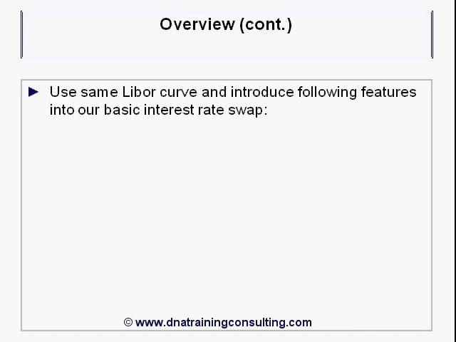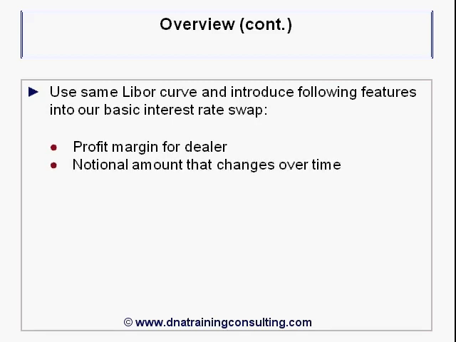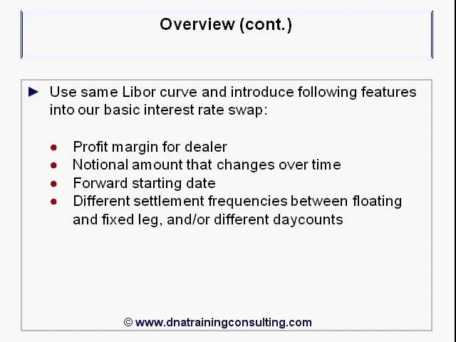We will use the same LIBOR curve in this QuickLearn Bullet, and will introduce each of the following features into our basic interest rate swap in succession: a profit margin for the dealer, a notional amount that changes over time, a forward starting date, and different settlement frequencies between the floating leg and the fixed leg, and/or different day count conventions as well.